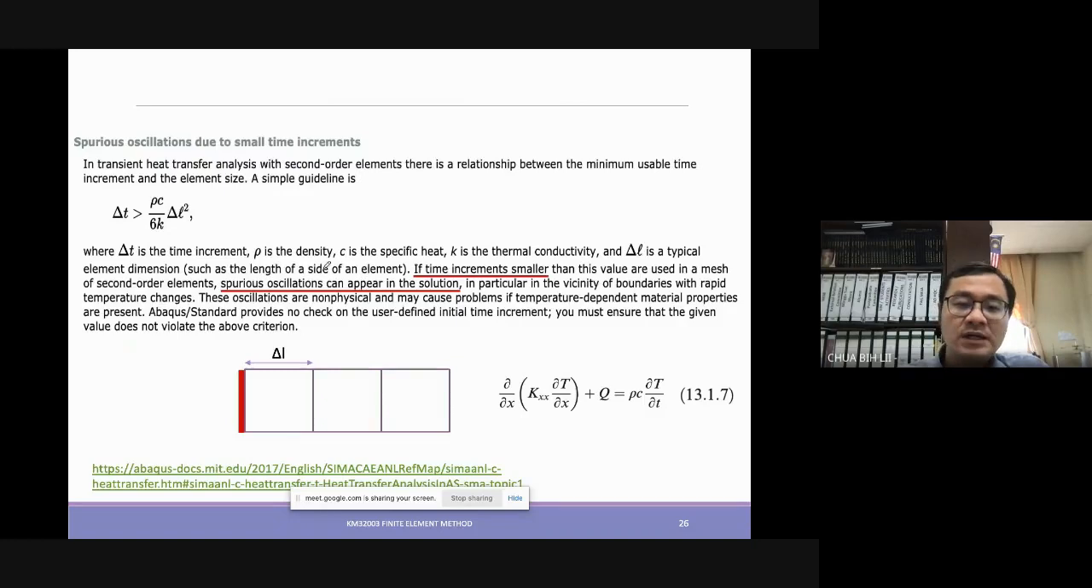So for a transient type of heat transfer analysis, we have to use this simple guideline. This delta T represents the time increment. If you are running a heat transfer analysis later on, you will see that the software will ask you to put in the time increment, or they may preset it for you, maybe 0.1 second or 1 second. So this time increment should be greater than rho C over 6K delta L squared.